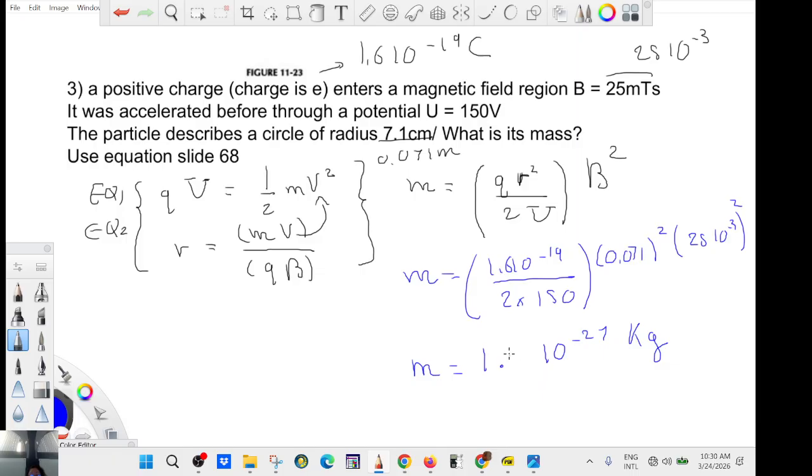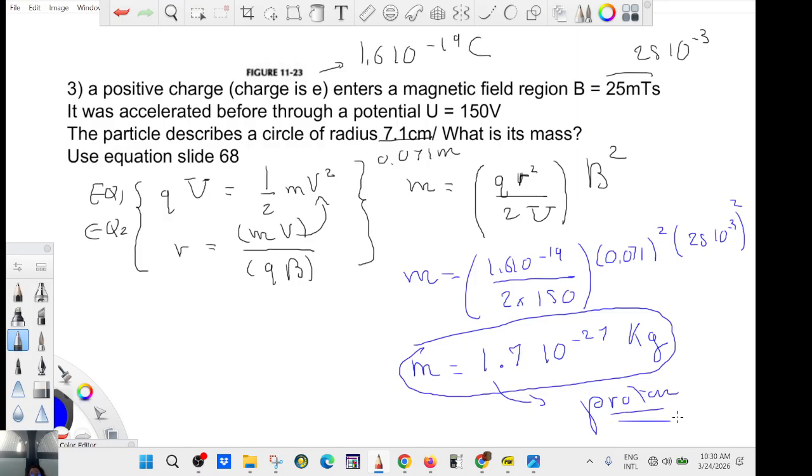Like do it high. It's 1.6. Okay. So that will be the charge of what? At the mass of a. Okay.